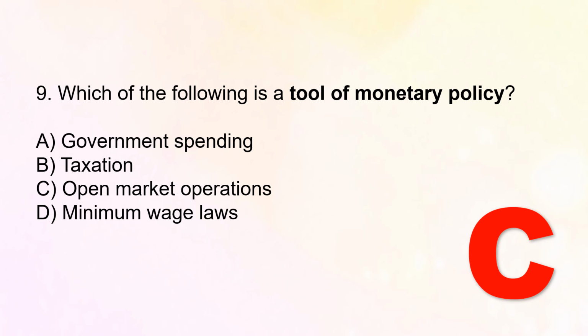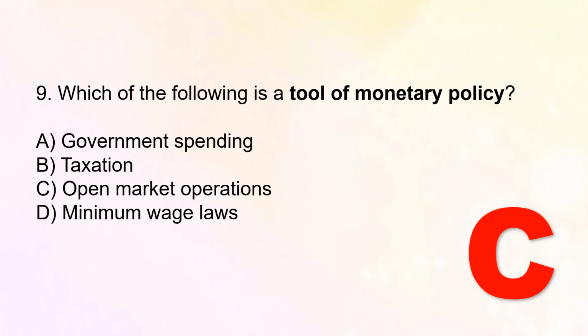The best answer is letter C because open market operations, or OMO, involve the central bank buying or selling government bonds to influence money supply and interest rates. Letter C is the best answer.